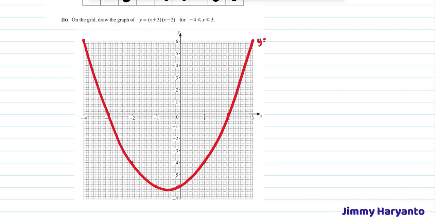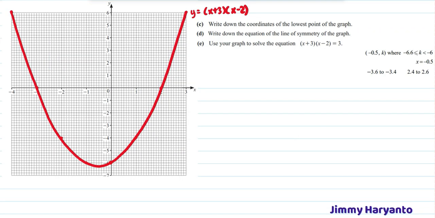You will label it as y equals x plus 3 times x minus 2. Next is to write down the coordinate of the lowest point. The lowest point is right here. That means the x is negative 0.5, I guess. 1, 2, 3, 4, 5. Yes, negative 0.5. So for C, the answer is negative 0.5, comma. For the y, you will have negative 6.3, like that.